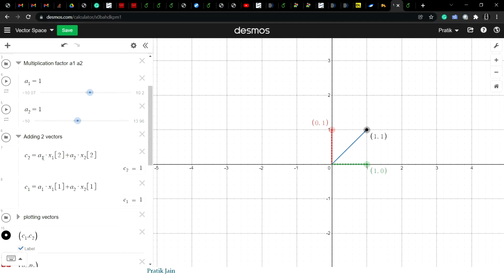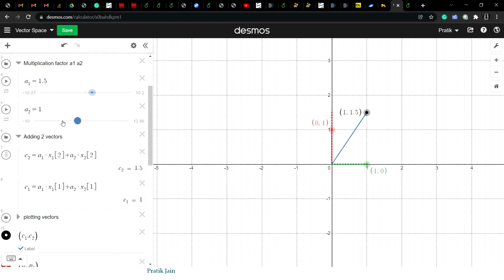Okay, so if you see this, I can now have any possible values of a1 and a2 which I can control over here. And the output, whatever I get, c1, c2, is this black dot 1 comma 1. For now, a1 and a2 both are 1 and these are 0 comma 1 and 1 comma 0. So what I get is 1 comma 1, which is over here. Now I can move this from minus infinity to plus infinity, and you see I can span, or I can reach, the whole vertical axis, right? So a1 can make me reach the whole vertical axis.